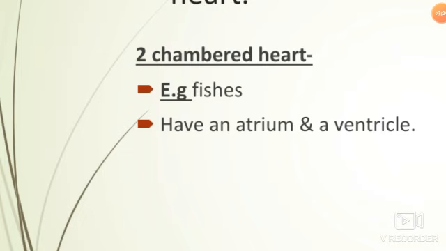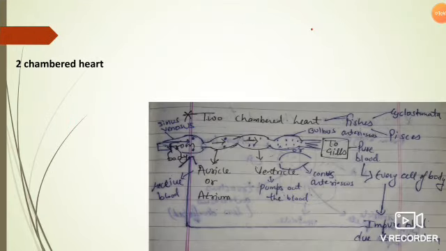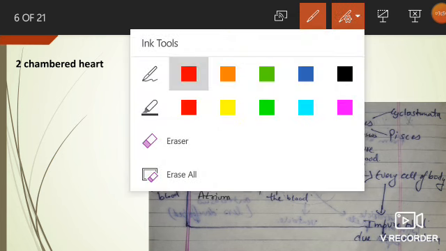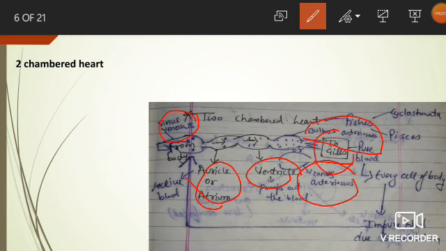In this type of heart, that is two chambered heart, only impure blood flows across the heart. So it is called venous heart. Two chambered heart is also known as venous heart, as only impure blood flows across the heart. Now we will see the diagram. This is the diagram of two chambered heart, in which you can see sinus venosus, auricle or atrium, ventricle, bulbus arteriosus, conus arteriosus and the path to the gills.